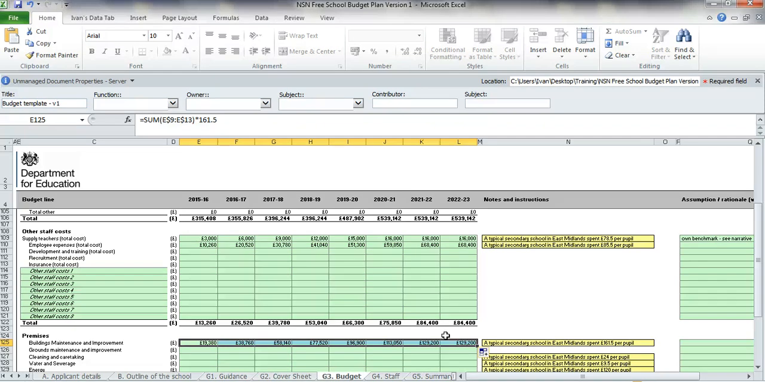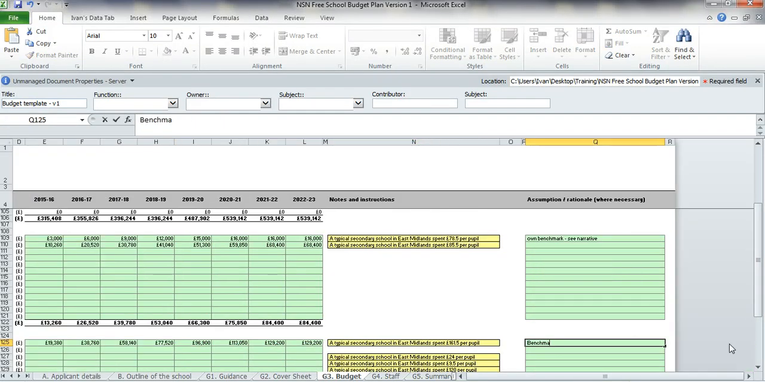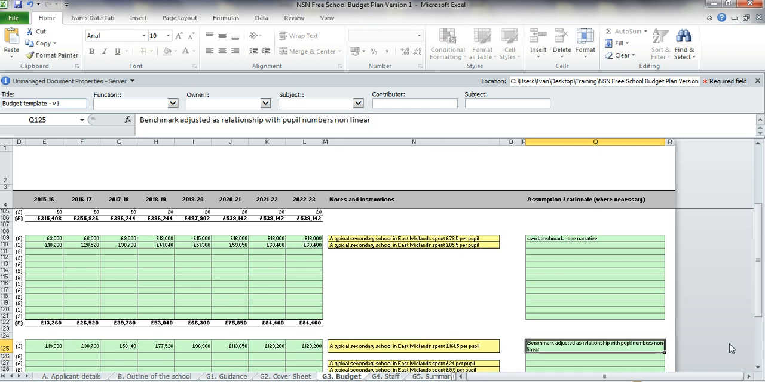What I will do therefore is to adjust the budget provisions before we get to full occupancy, and I will do this manually, and I will make a note in column Q, benchmark adjusted as relationship with pupil numbers non-linear. So let's do that now. Benchmark adjusted as relationship with pupil numbers non-linear. So the reader will know what the rationale behind the changes was.